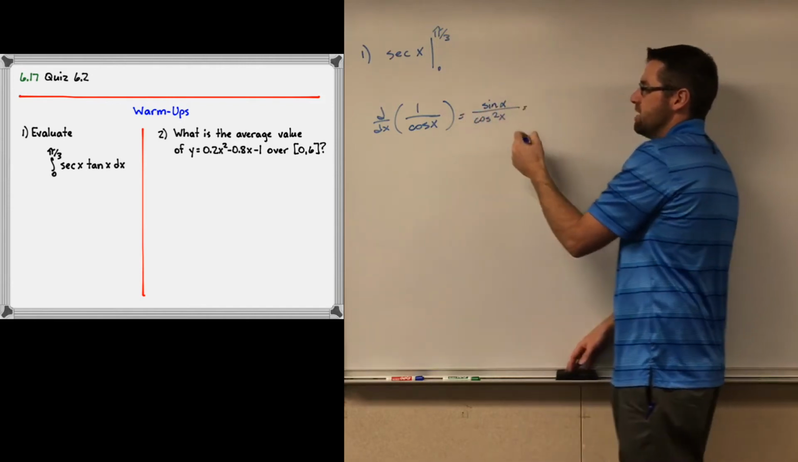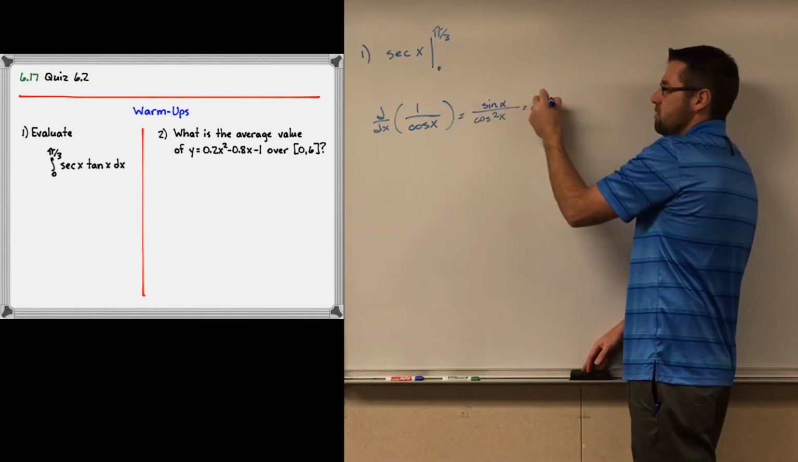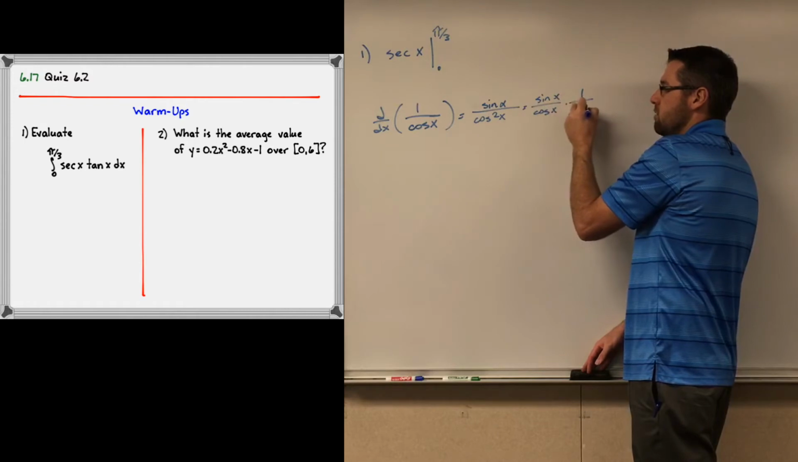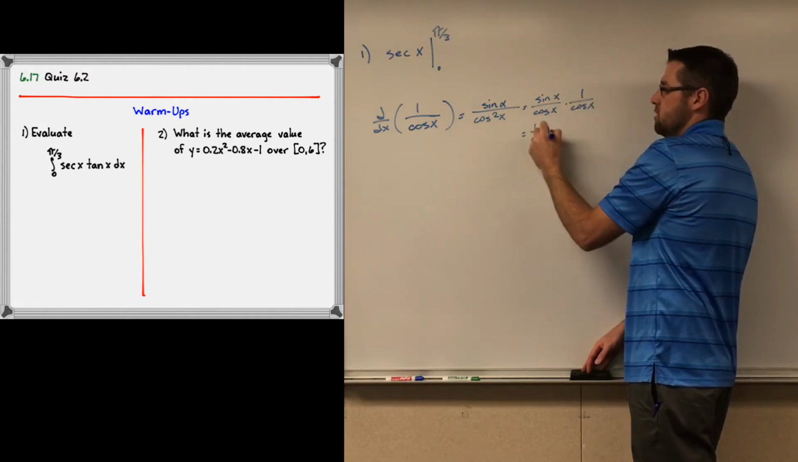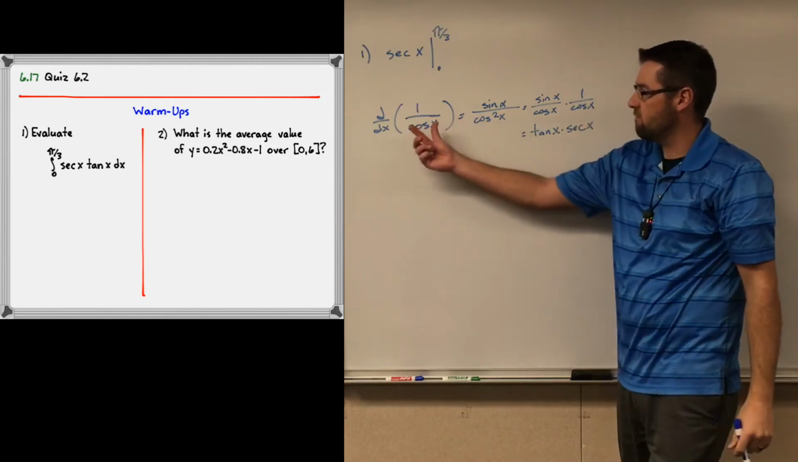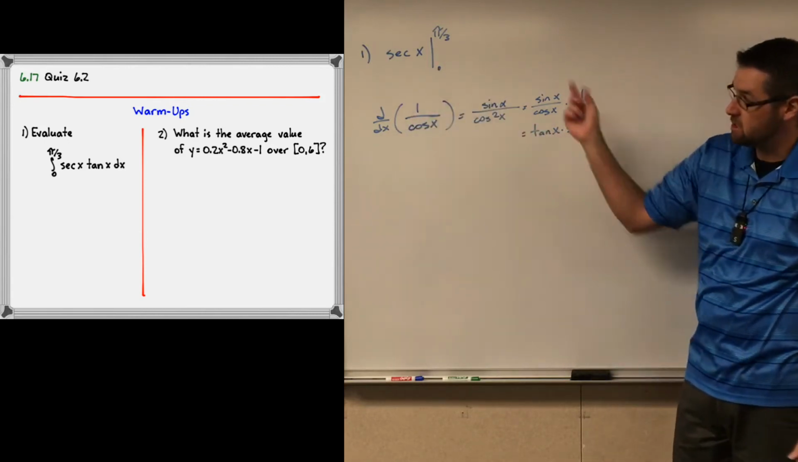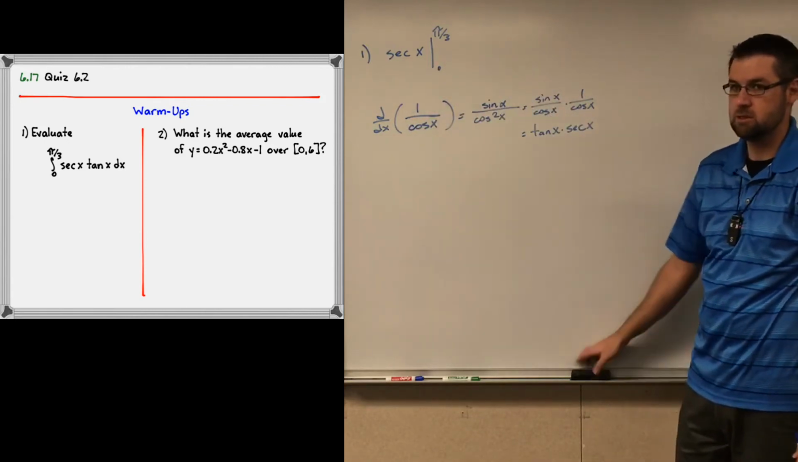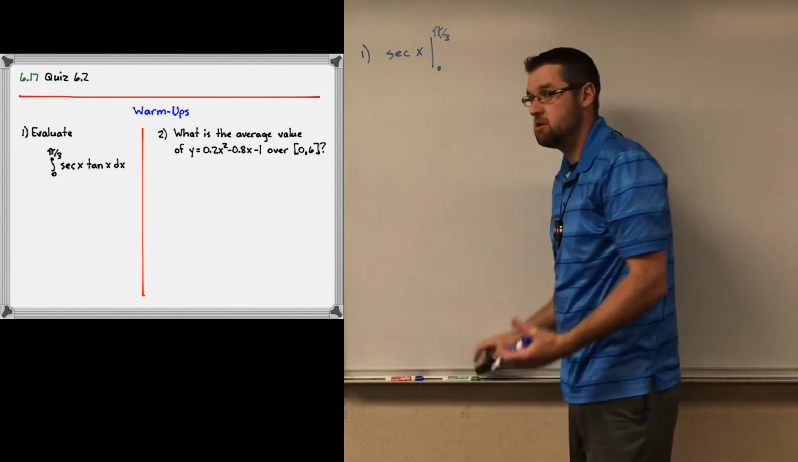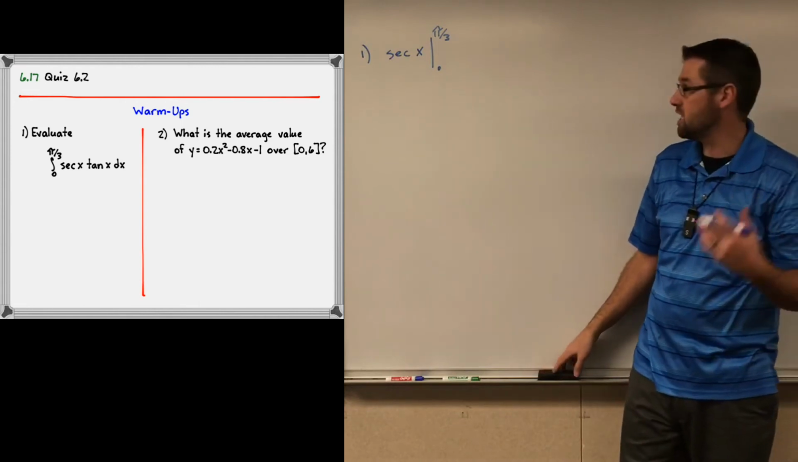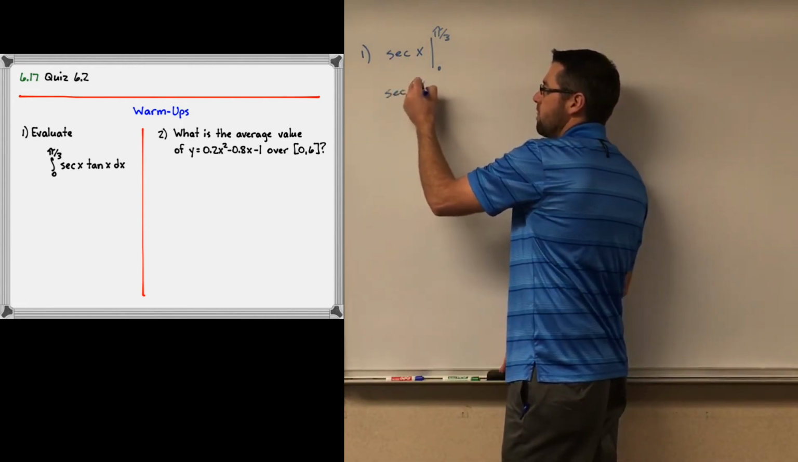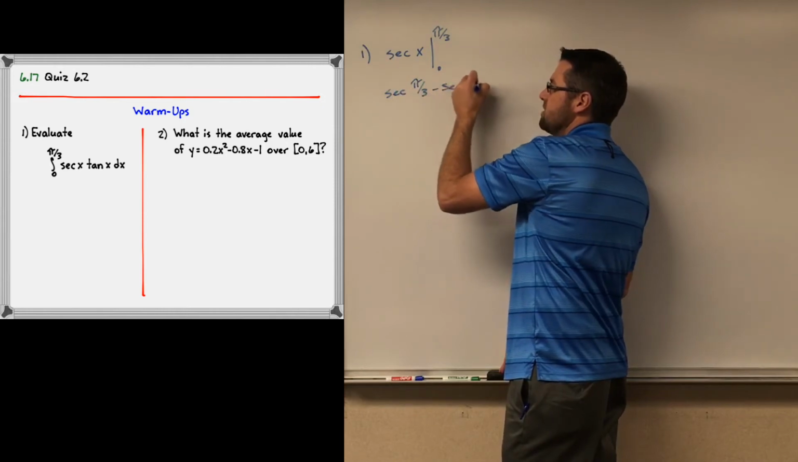We could rewrite that as sine over cosine times 1 over cosine, which is tangent times secant. So the derivative of secant is tangent secant, so the integral of secant tangent is secant. Okay? But I'm saying, if you don't have it memorized, you've got to have a way to get the answer. All right, so secant of pi over 3 minus secant of 0.